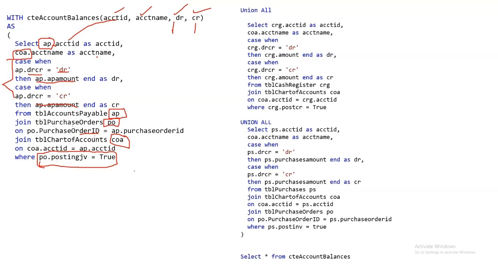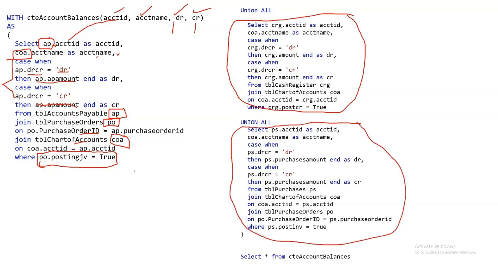And then, of course, we have here the chart of accounts table. You already explained that the purpose here is to get the account names. So it's the same formula for every table, right? All right? So the only difference here is the cash register, because it will not go through the purchase orders table. And that is why I said that sometimes data redundancy is okay.